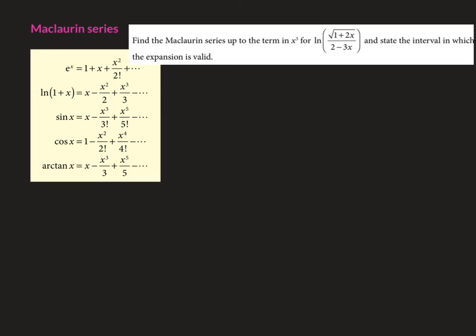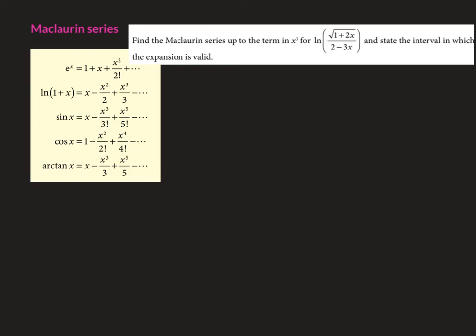Just like before, the aim of this problem is going to be to substitute a composition into the expansion for the natural logarithm. However, this expression that we have inside is a little bit too complicated for us to do an immediate composition. So we're going to work this a little bit using the properties of logarithms and trying to simplify this to the best that we can.